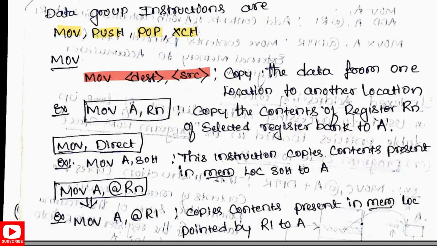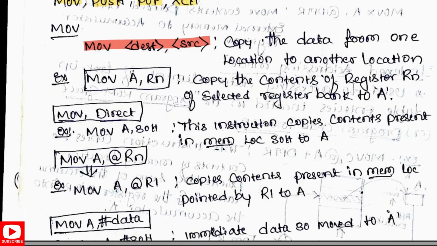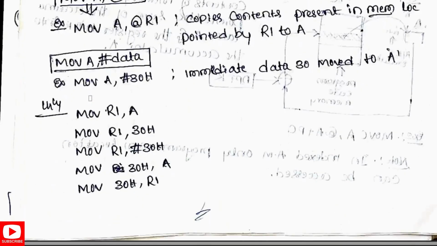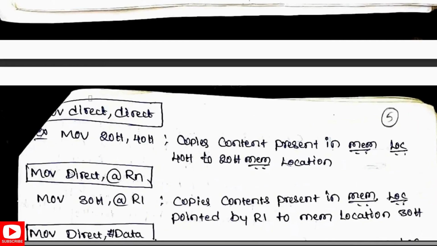Then comes MOV A, @R0. This is an indirect one. Here the contents present in the memory location pointed to by R0 are copied to A. Next is MOV A, #data. Here the data is 30h, so immediately the data 30h is moved to A. Similarly you can write some other instructions. This is what MOV does.